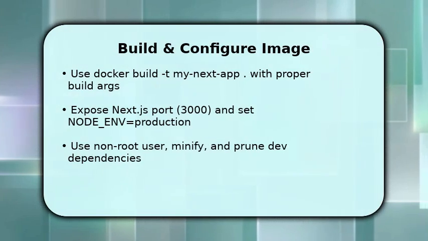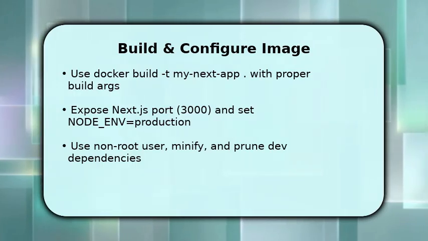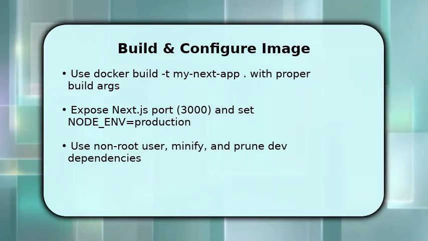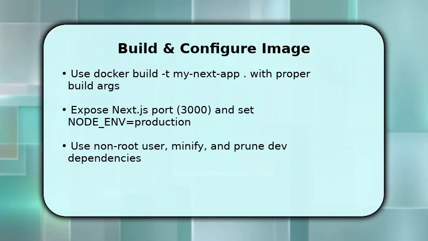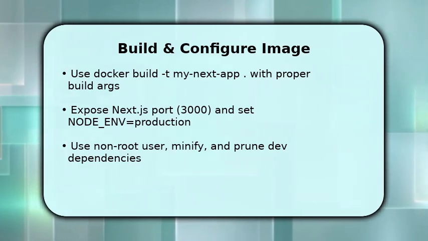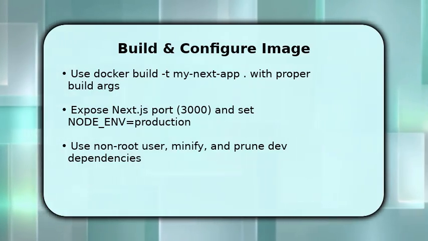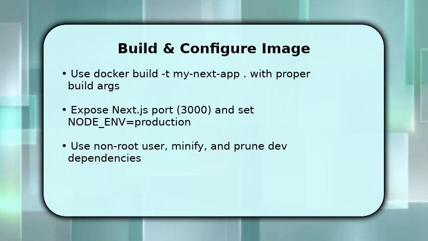Once the Dockerfile exists, build and configure the image to run reliably in any environment. Run docker build -t mynextapp, and pass build args if needed. Make sure you expose port 3000 and set NODE_ENV equals production so Next optimizes output.